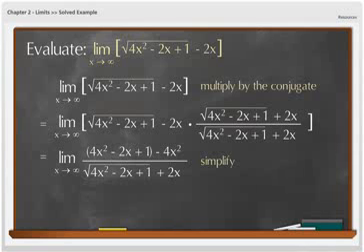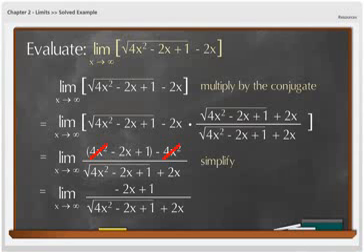Now, we could simplify the numerator a little bit. You could notice that we could cancel 4x squared and minus 4x squared. Therefore, we are going to get the limit as x goes to infinity of minus 2x plus 1 divided by the square root of 4x squared minus 2x plus 1 plus 2x.